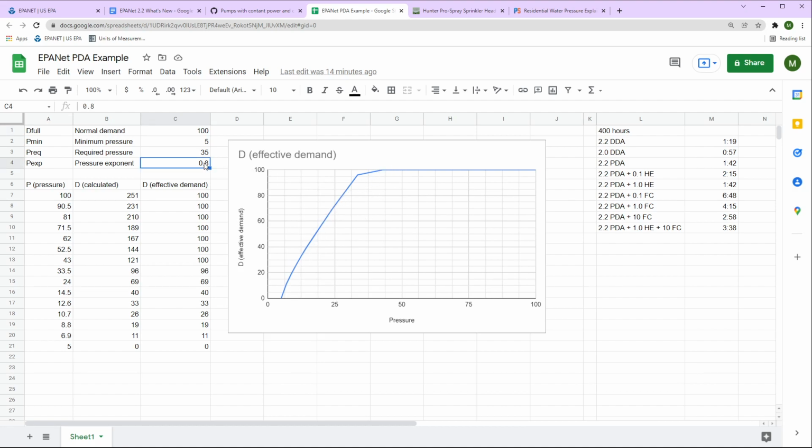I can change the exponent; the default is 0.5. That kind of gives a more rounded shape to that. You can change the required pressure and so forth. I actually had to do a little research on here to decide what in my networks that I analyze, what would I use. So I'm just going to kind of quickly go through that.